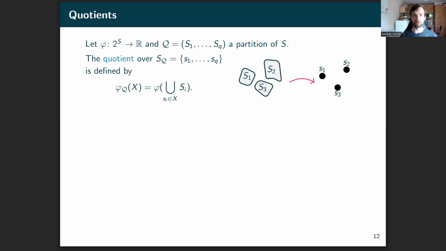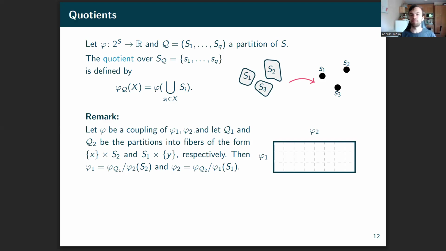And finally, some words about universal functions. First, I want to define the notion of a quotient. If we have a submodular set function and take any partition of the ground set into Q pieces, then the quotient can be obtained by contracting these pieces into points and only looking at the function on the sets that are the union of these partition classes. This is a really important notion for the limit theory of matroids, because there is a definition of convergence of submodular set functions that is defined through these quotients.